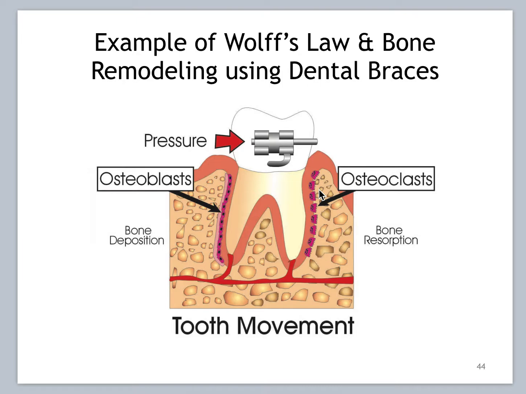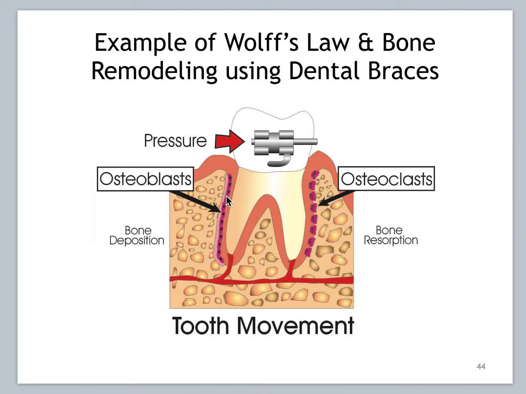I want to use the example of dental braces to illustrate Wolff's law and bone remodeling. Bone remodeling is a balance between bone buildup and bone breakdown. So here you have a tooth with an appliance for braces. The point of the braces is to move the tooth to straighten up crooked teeth. The direction that you want this tooth to go is from left to right.